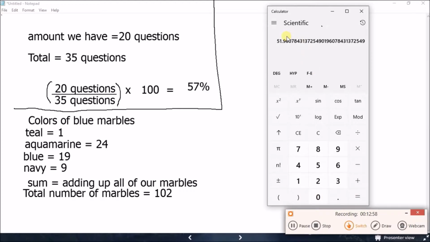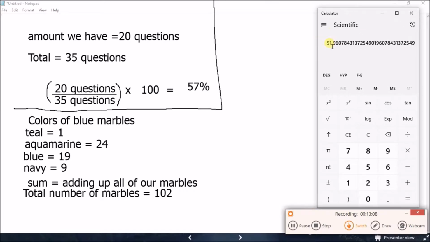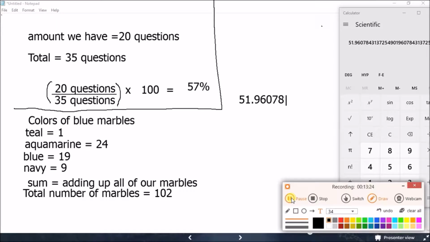But I don't just have 51%. I got 51.96, yada, yada, yada. So if I'm asking you for just a whole number, if I say I need a whole number, we're going to round to the ones place. Now let's go ahead and write this number down. I'm going to write down a few digits here so that we can look at this number. Alright, so we've got 51.96078. That's our full number.